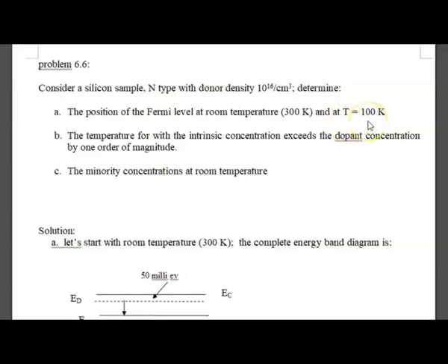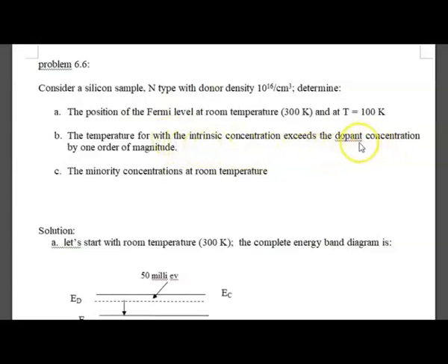So this is going to be semiconductors in essentially liquid nitrogen conditions. The second one looks difficult, but it really isn't all that bad. The temperature for which the intrinsic concentration exceeds the dopant concentration by 1 order of magnitude, and the dopant concentration here, and I probably should have written that out explicitly, the dopant concentration at room temperature. So that's something to keep in mind.